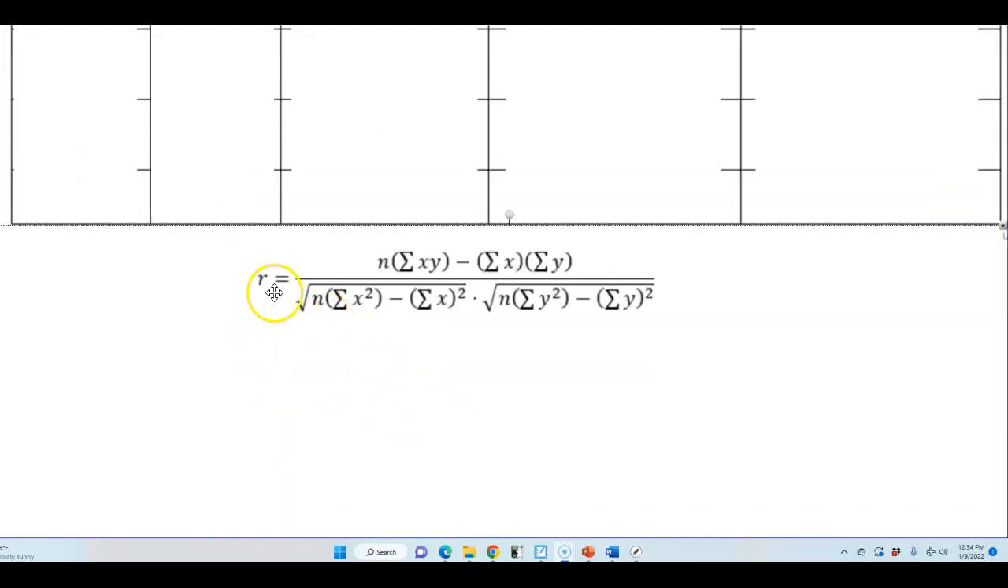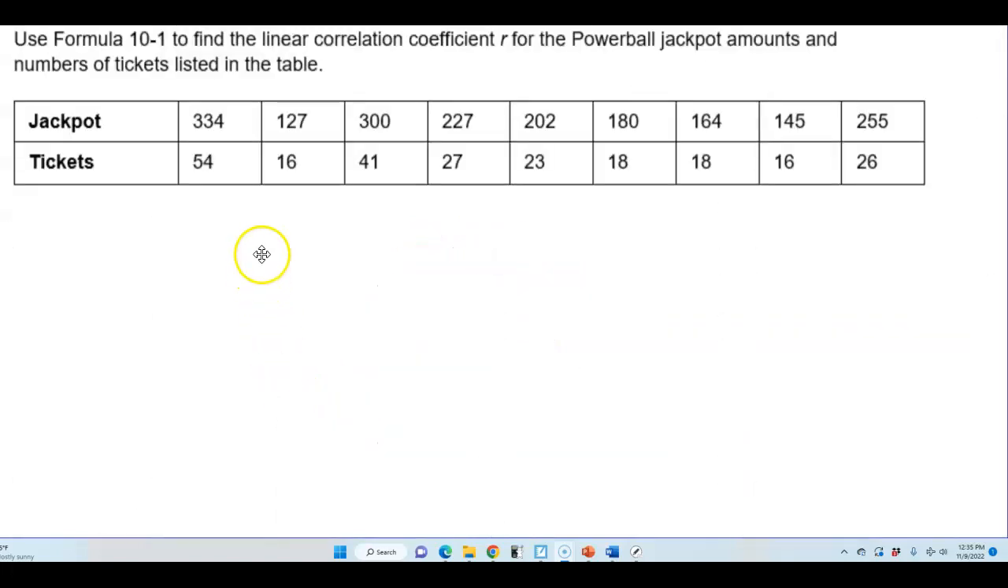Here is 10.1, where R is equal to n times the sum of x times y minus the sum of x times the sum of y, divided by the square root of n times the sum of x squared minus the sum of x, quantity squared, times the square root of n times the sum of y squared minus the sum of y, quantity squared. So what we're going to do is create a table and then find all of these particular values using this table here.